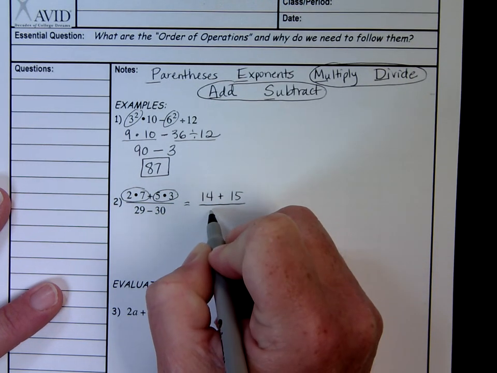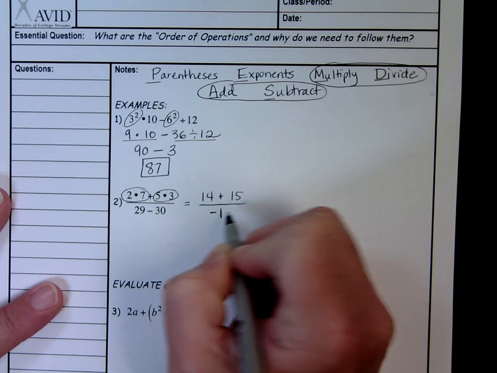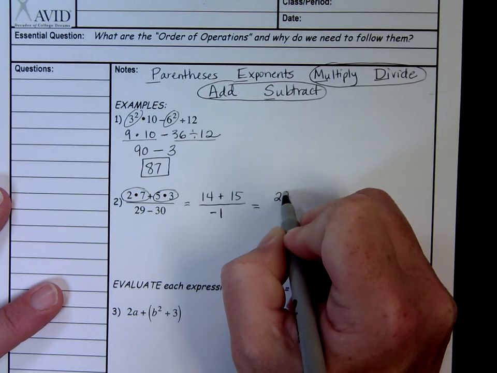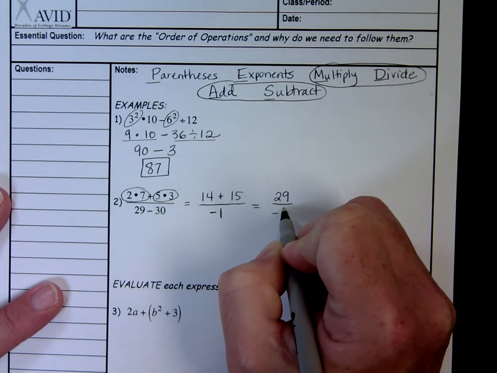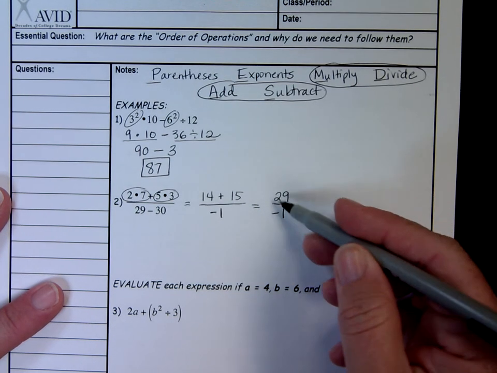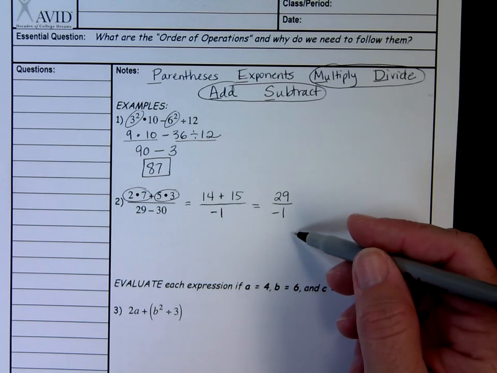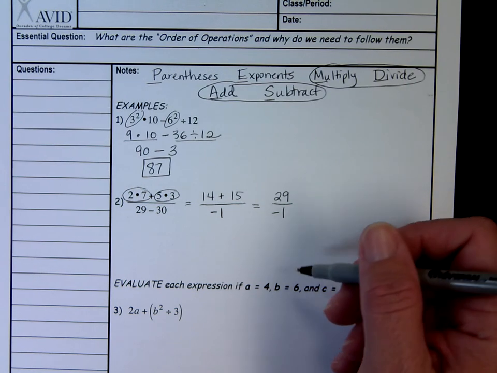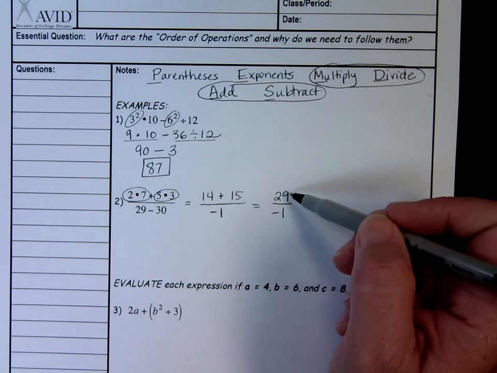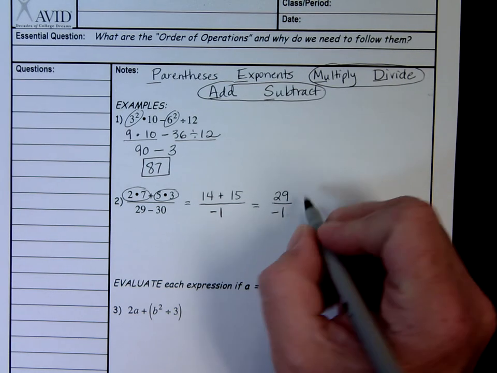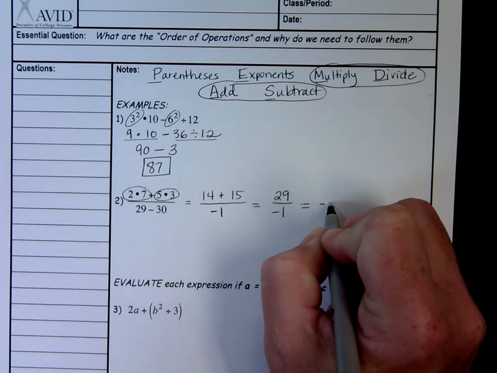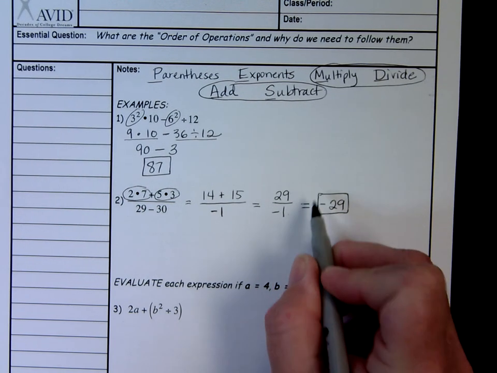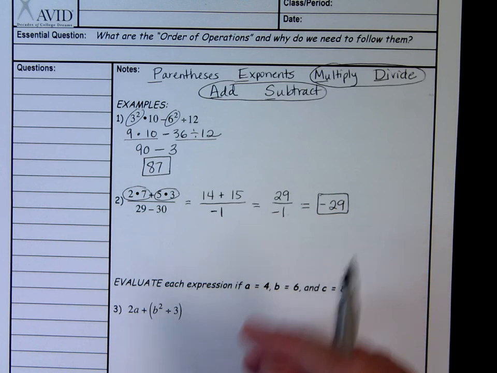29 minus 30 is negative 1. So add the numerator. 14 plus 15 is 29 over negative 1. Now that we have simplified both the top and the bottom of the fraction to a single term, now the fraction bar is telling us to divide. And 29 divided by negative 1 equals negative 29. So you never want to leave a fraction over 1. You need to complete the division.